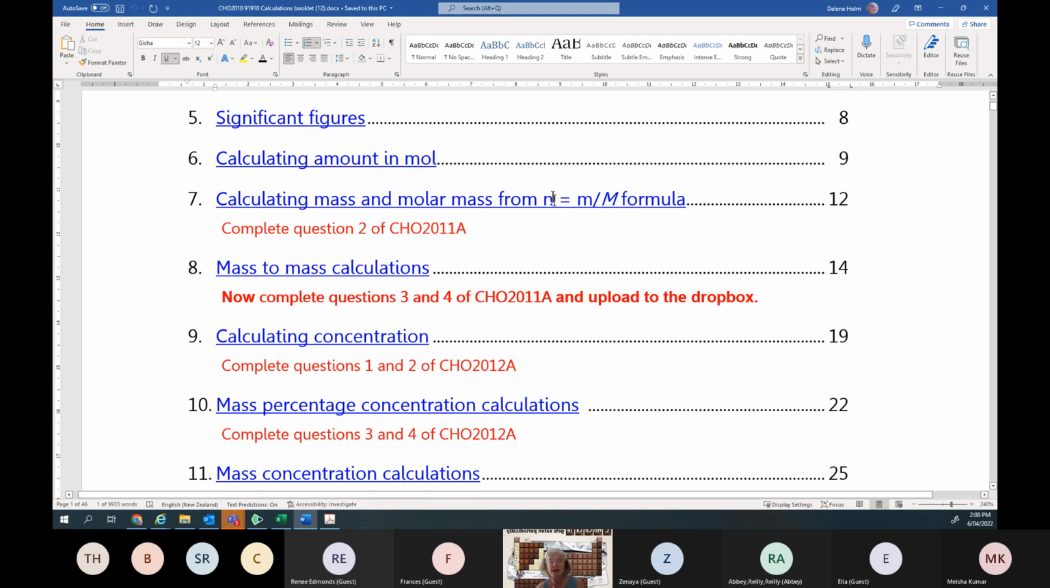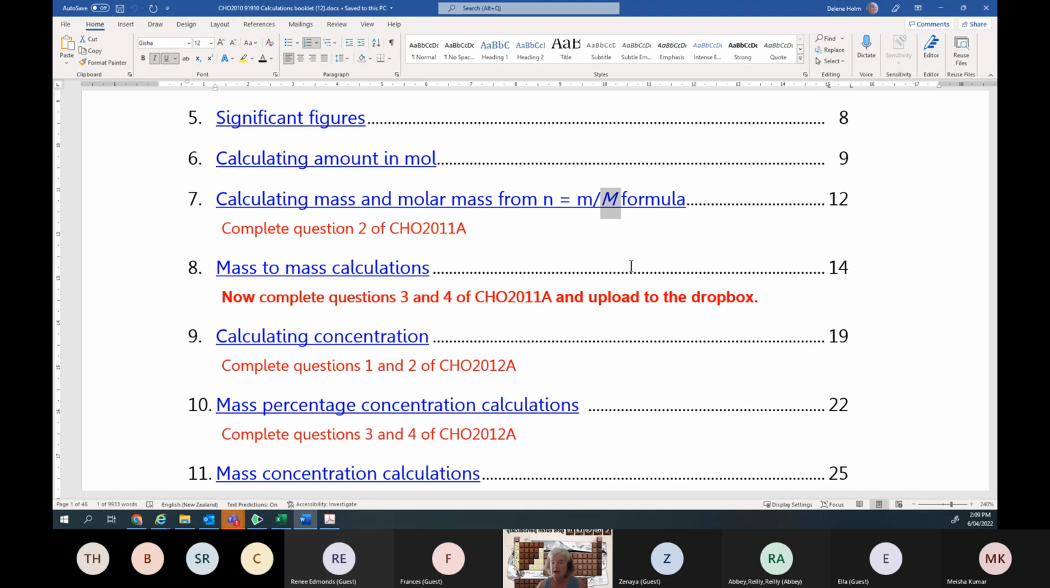If I'm trying to work out chlorine gas, it's got to be the amount of chlorine gas with the mass of chlorine gas and the molar mass of chlorine gas. I can't have bits and pieces from elsewhere.